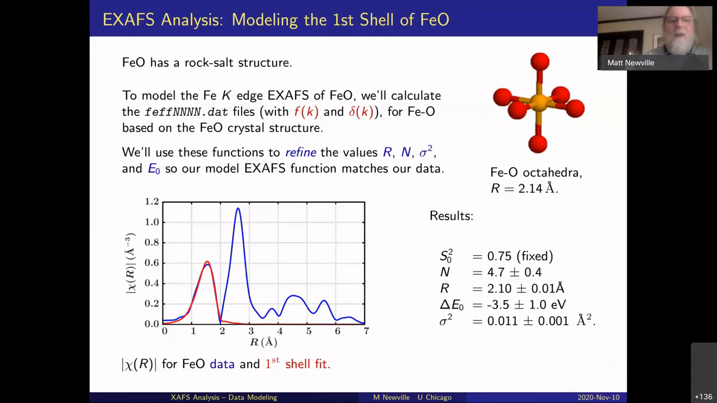The distance is a little low. Actually, I believe all of the iron oxide data I have is slightly oxidized. It's difficult to get pure reduced. And so an iron 3 has a shorter distance, so there might be a little bit of distortion.